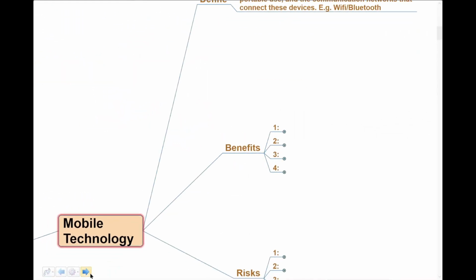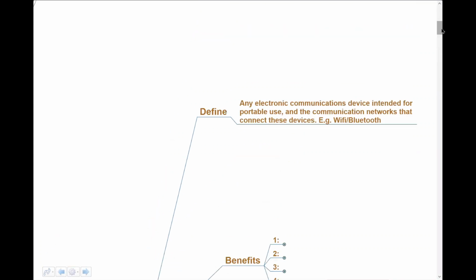Now, when we think about mobile technology, obviously, in terms of the definition here, we're talking about anything from a smartphone through to a tablet of some kind. Really, a communications device that's intended for portable use, where the network that connects this device will be, for example, Wi-Fi, Bluetooth, etc.